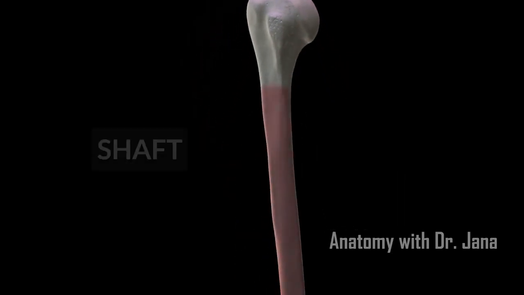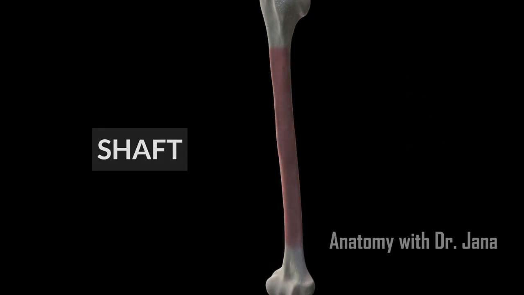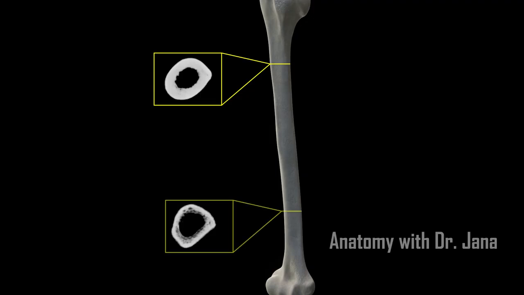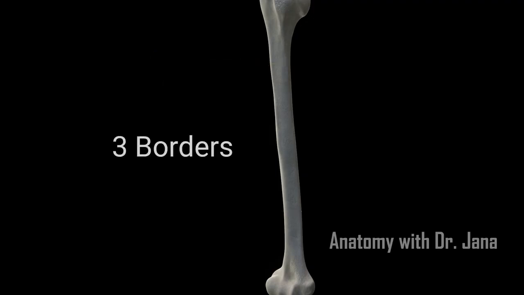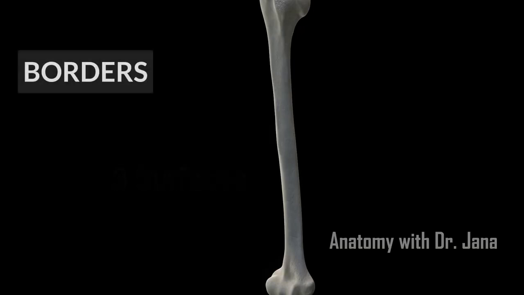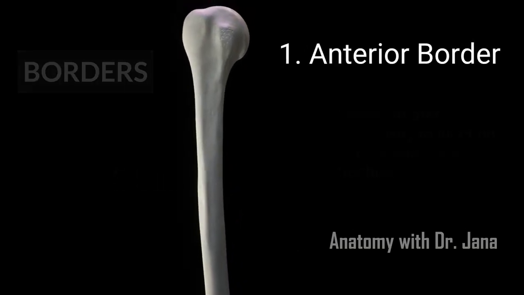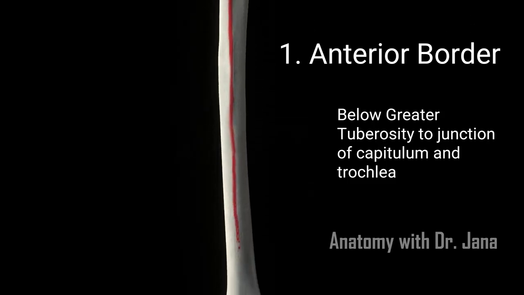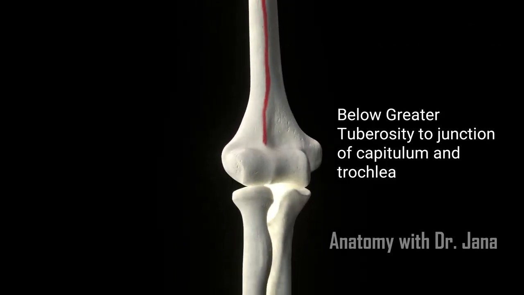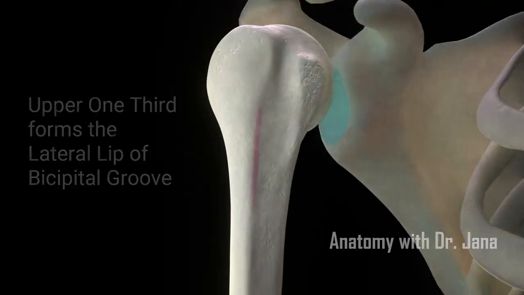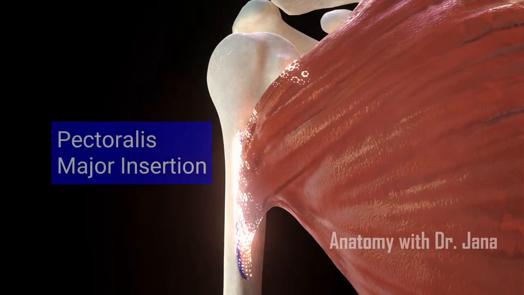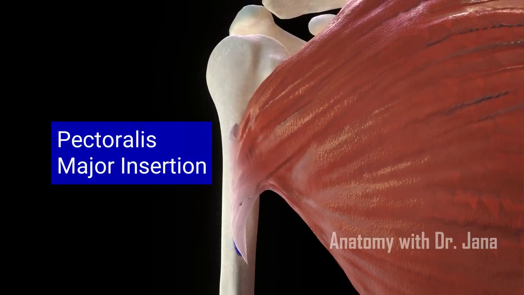Next, let's discuss the shaft. In the upper part, the shaft is circular in cross-section, whereas in the lower part, it is triangular in shape. It has three borders and three surfaces. Let's discuss the borders first. The anterior border extends from the lower part of the greater tuberosity till the junction of capitulum and trochlea in the lower part. The upper one-third of the anterior border forms the lateral lip of the bicipital groove, which receives the insertion of pectoralis major muscle as discussed before.